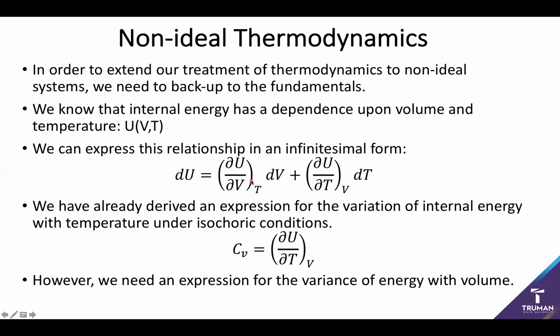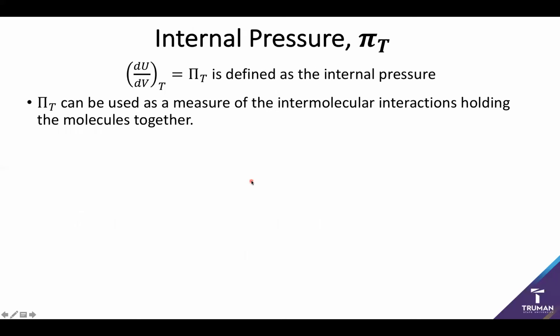So in order to describe this system, we're going to start by giving it a variable. And the variable we're going to choose here is the internal pressure. And it turns out that internal pressure is really going to be a measure of the intermolecular actions holding molecules together. And we can make a certain amount of sense with this, because if I expand the volume of a gas, if I've got an ideal gas with no intermolecular forces, the energy isn't going to change.